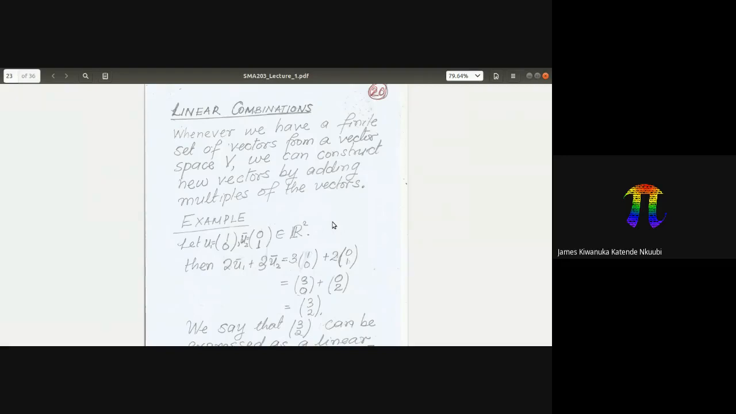So anytime we have a finite set of vectors from a vector space, we can construct some new vectors by getting multiples of the vectors and adding them. So we look at some examples.